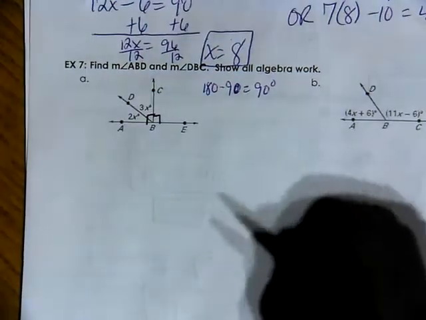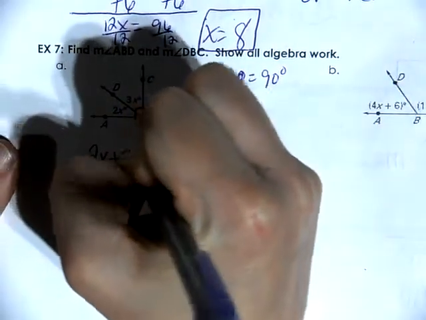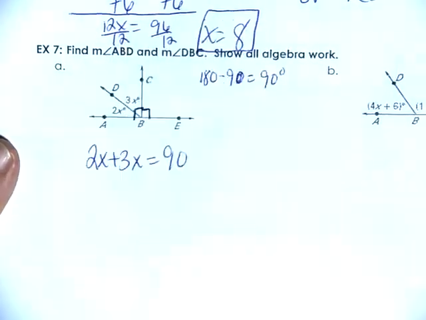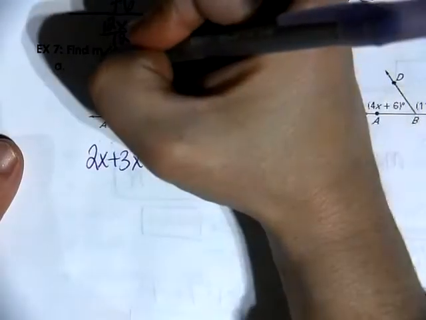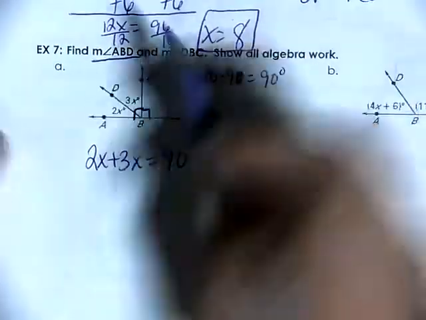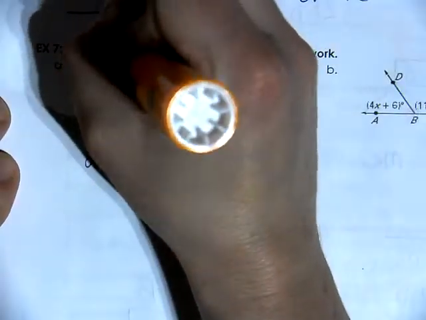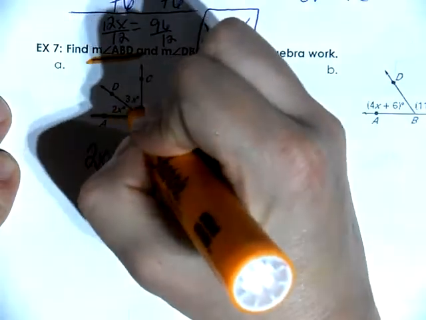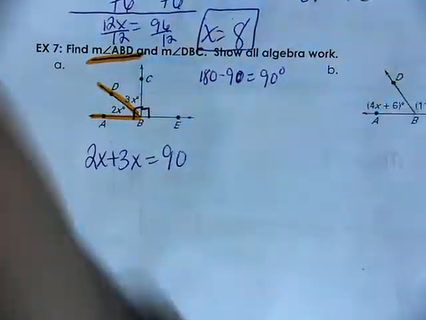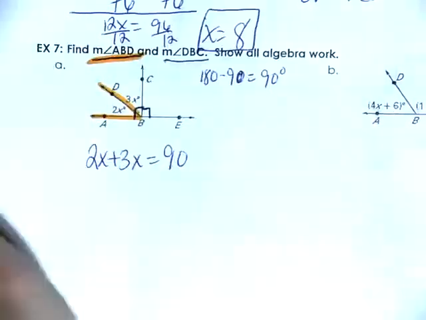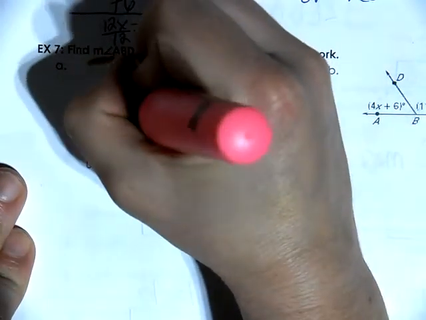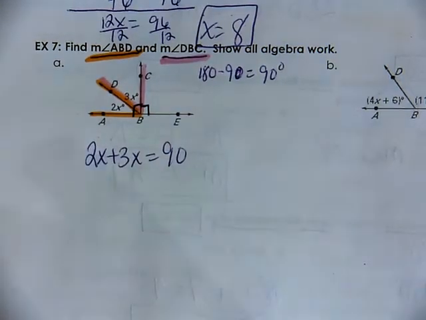So therefore, the equation that we are going to set up is 2x plus 3x is equal to 90. For this problem, we want to find the measure of angle ABD. So ABD is right here. And then we want to find the measure of angle DBC. So DBC is located right here. And we want to show all of our algebra work.